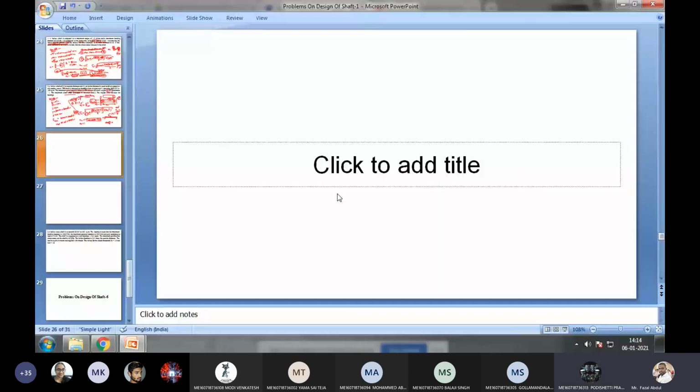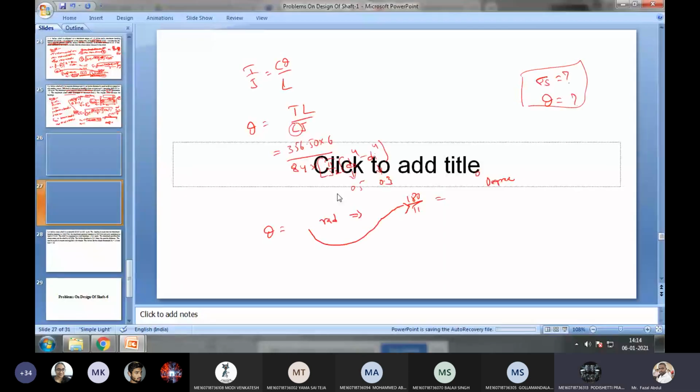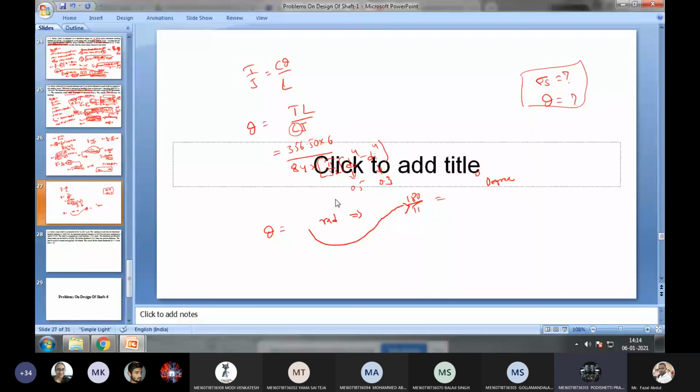Sir, excuse me, sir. Yeah. Sir, the value of G, modulus of rigidity, is in megapascals or Newton per meter square, sir? Megapascals. Okay, sir.